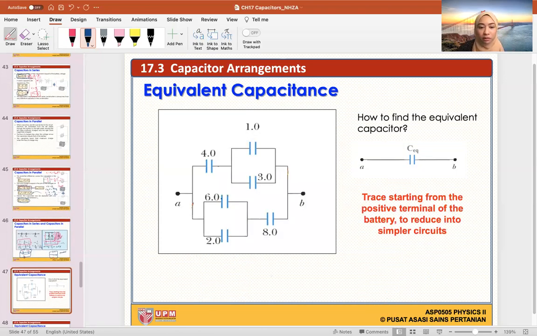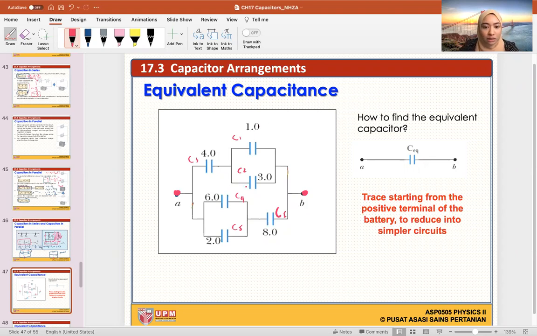Equivalent capacitance from point A to point B. It's difficult. Previously, we talked about series only and parallel only. What if your circuit has both? Let me talk about this circuit first before we start solving it. Let's label the capacitors first: C1, C2, C3, C4, C5, C6. What is the equivalent capacitance between point A and point B? Please focus here. If you are distracted, please come back.